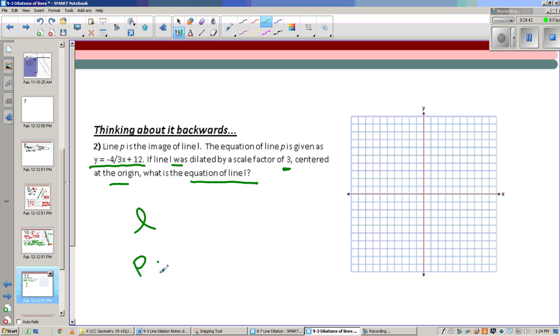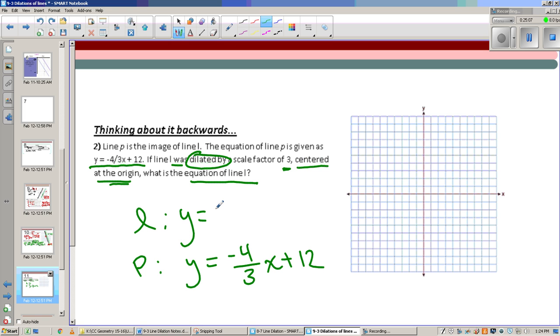Okay, so we know P is this guy. y equals -4/3 x plus 12. Okay, so now what do we know? We know the center is the origin, right? First and foremost, because a dilation happened here, it's been dilated, then what do you know about the pre-image and the image? They're going to have the same slope. So I know right away that the slope of the pre-image has to be the same as the slope of the image.